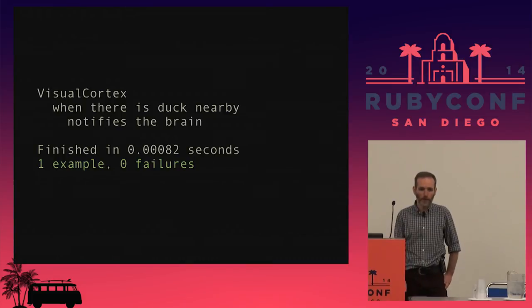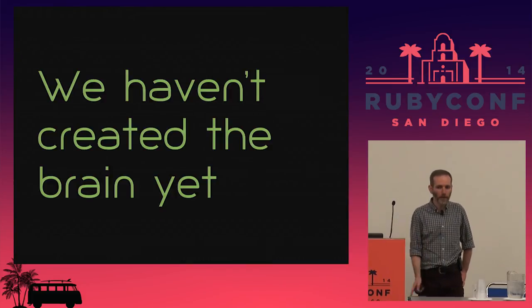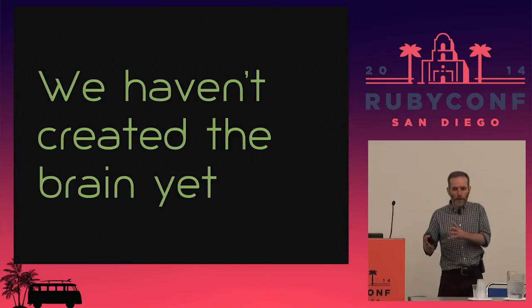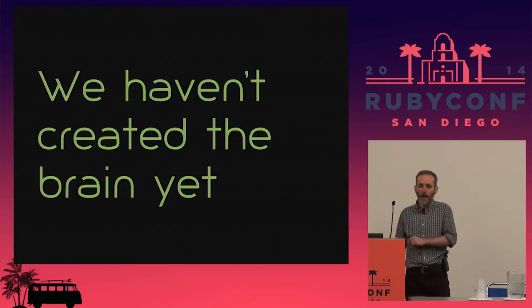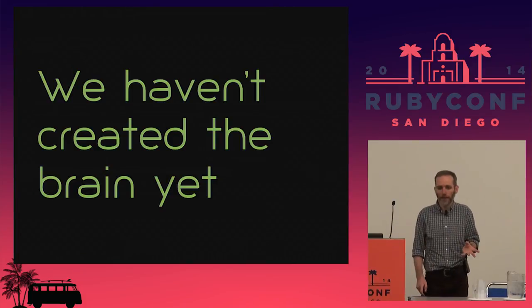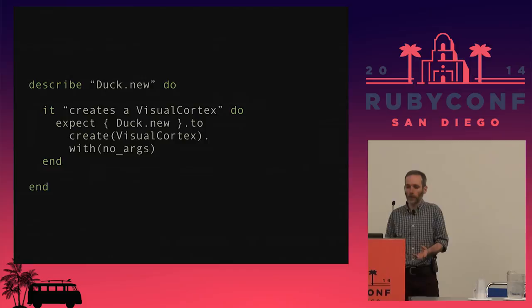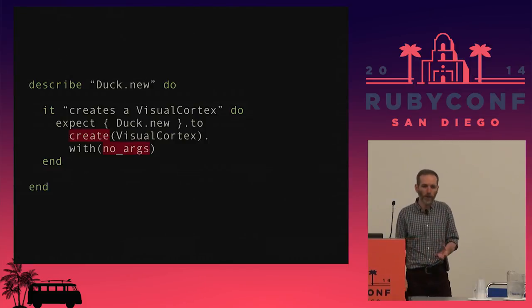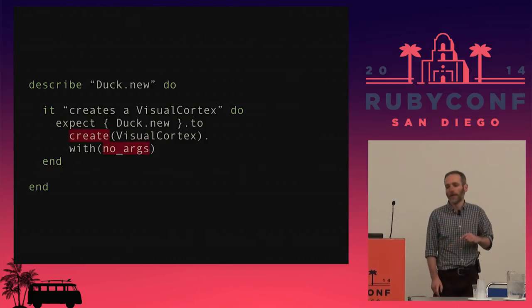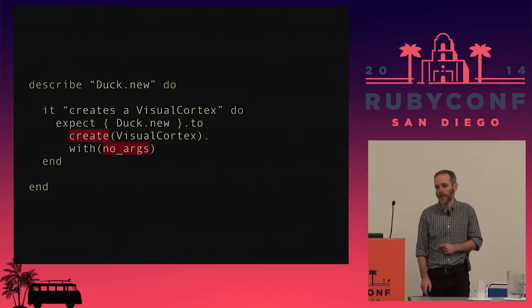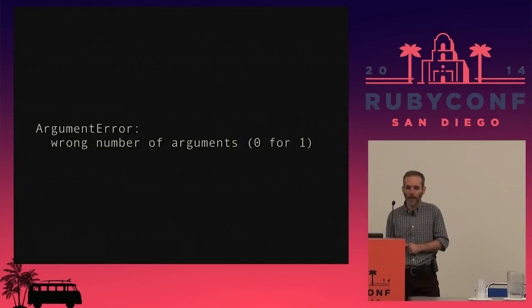Everything is great, except we haven't written the brain yet. So a little bit of our code is working. We're quite happy with that, but we still have a chunk to go. And in fact, we don't need to worry about this because the test is going to tell us this. If we go back to our duck spec, you can see that we said we're going to create it with no arguments. And this will now fail because Visual Cortex cannot be created with no arguments. It expects a particular argument to be passed in. And in fact, you get an error like this coming up, which is saying you can't do this.